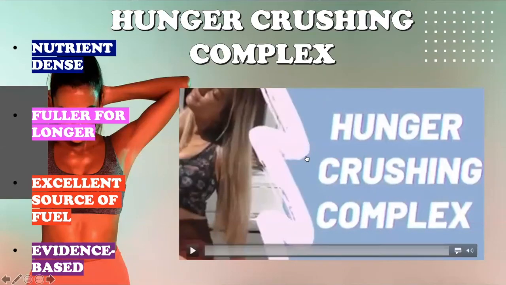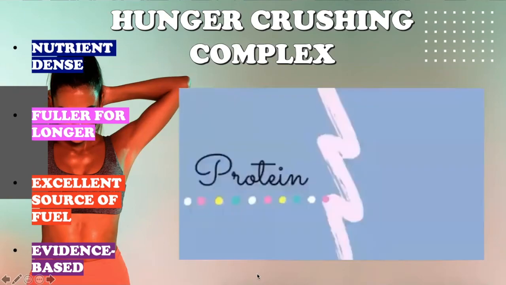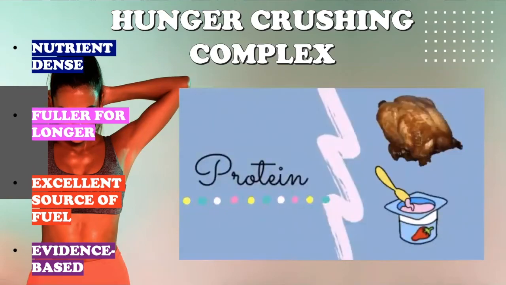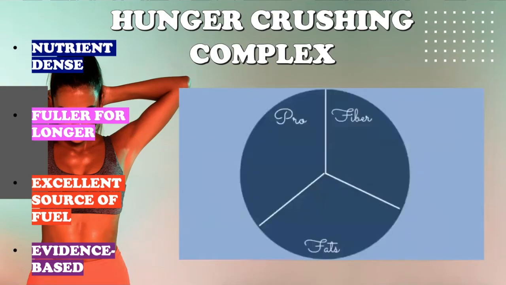So this is a video that I created on my YouTube explaining what the hunger crushing complex is. And basically it's just an intuitive way on designing a nutrient dense meal. So let's figure out what this is. Evidence-based hunger crushing complex. This trio contains protein, fiber, and healthy fats. So let's break it down a little bit further. Out of all the macronutrients, protein works twice as hard, which means it stays longer in your digestive system. Also reduces ghrelin hormone levels.